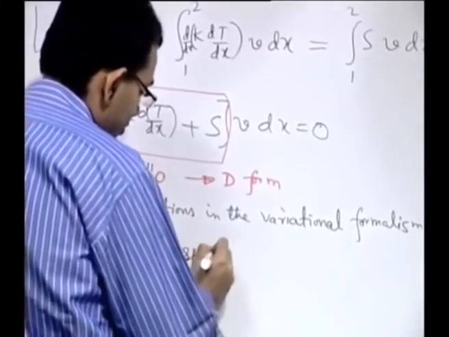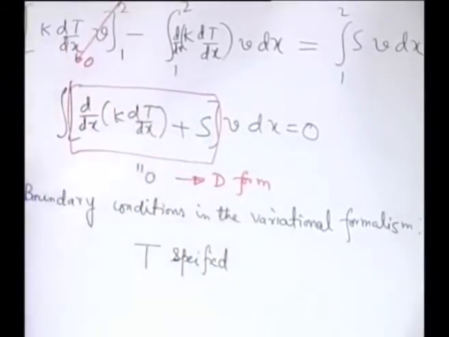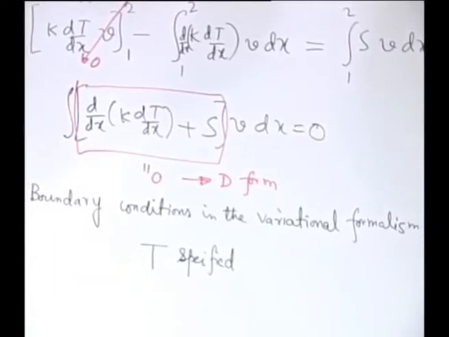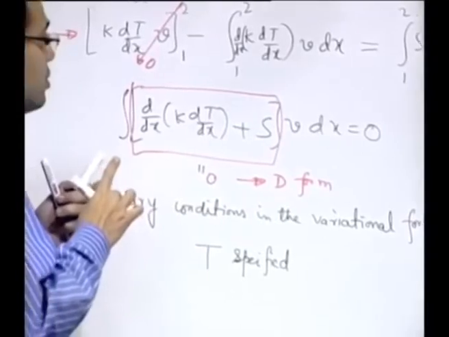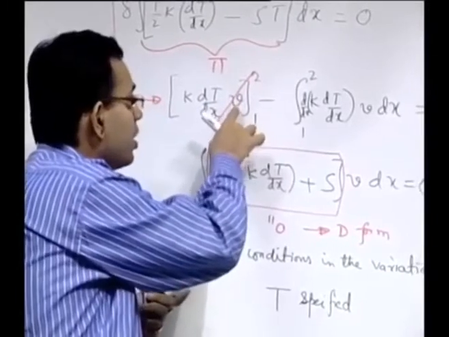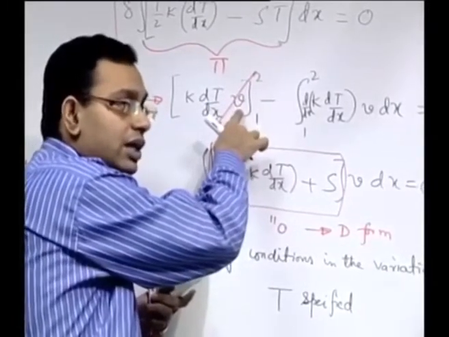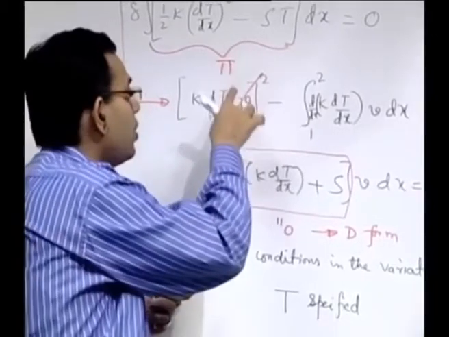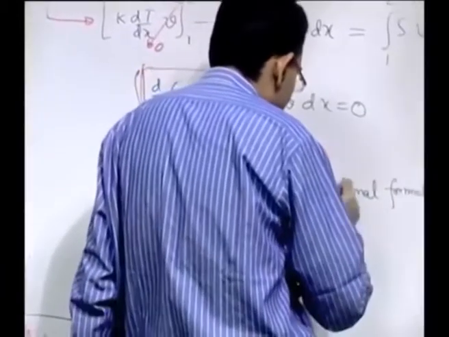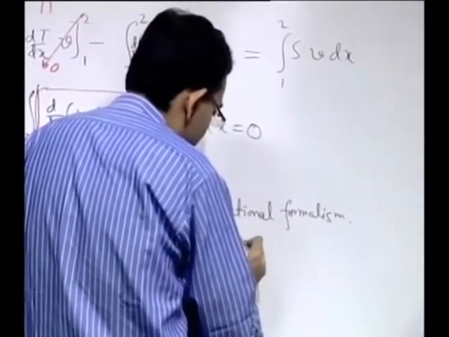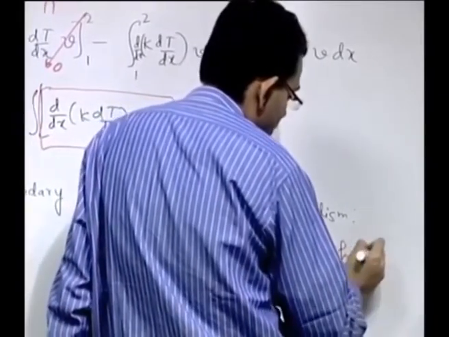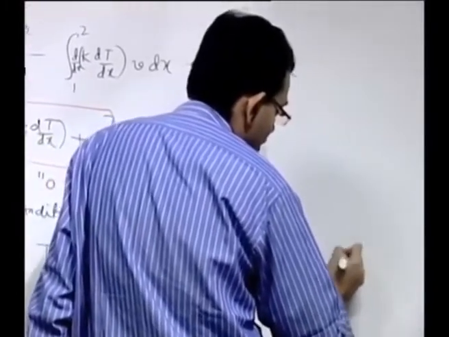t specified. T specified means what? The variable, the variation of which appears in the boundary term is specified. The variation of t appears in the boundary term, and that variable is specified for which the variation appears in the boundary term. So, t is specified, more formally it is the variable for which variation appears in the boundary term.